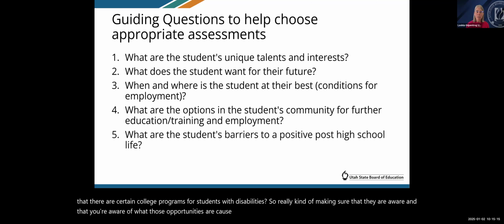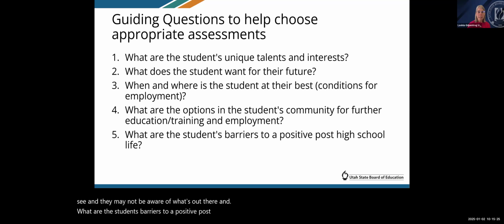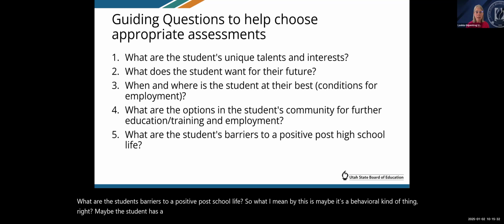Because a lot of times students and families only see what they see, and they may not be aware of what's out there. And then, what are the students' barriers to a positive post-school life? So what I mean by this is, maybe it's a behavioral kind of thing, right? Maybe the student has a lot of complex behaviors that would be really difficult in an employment setting, and starting to recognize those now.